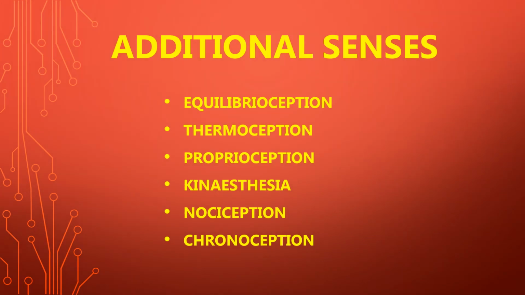Additional senses. Equilibrioception. It is the sense of balance. It allows an organism to sense the body movement, the direction and the acceleration. And it also attains and maintains the postural equilibrium and the balance of the body. It is a physiological sense in humans and animals to prevent them from falling over as they move or stand. So, equilibrioception is the sense of balance.